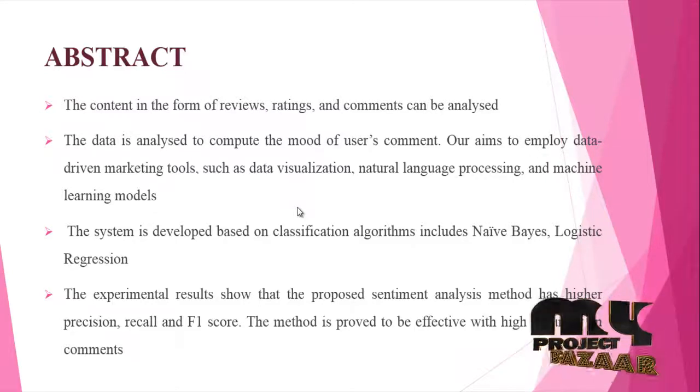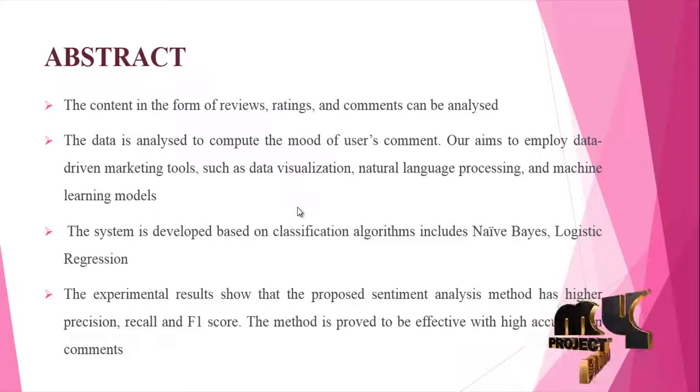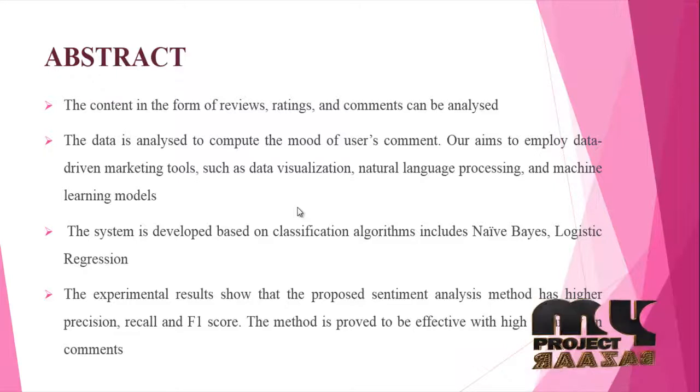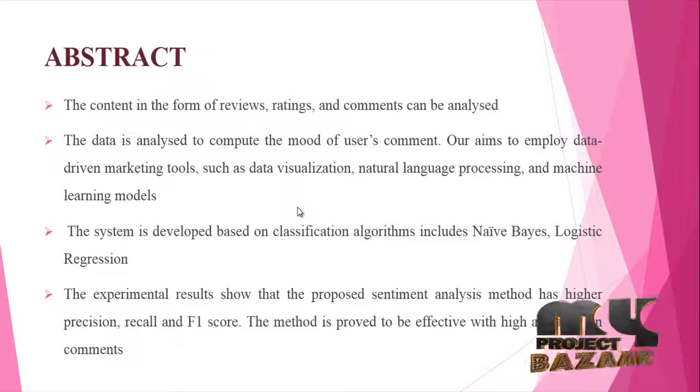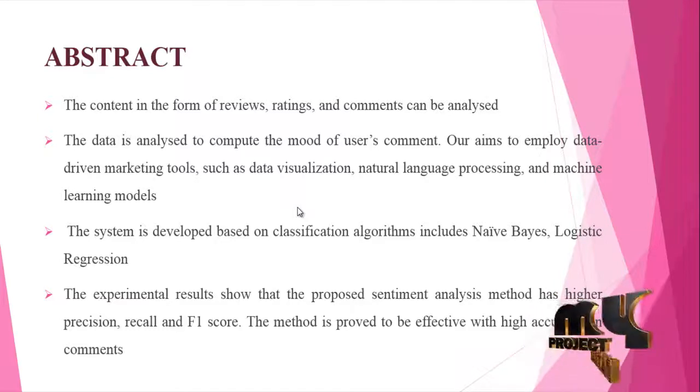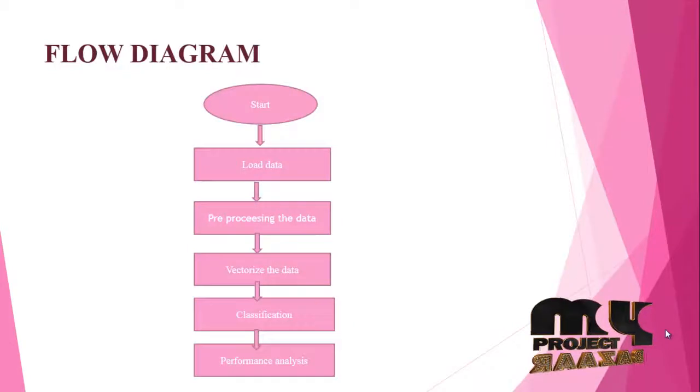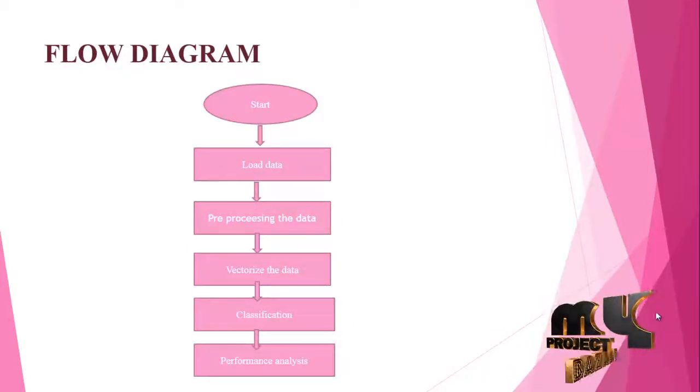In the machine learning algorithm we have used classification such as Naive Bayes and logistic regression. Finally we have to visualize the data. After that the experimental result shows higher precision, recall and F1 score. The method is proved to be effective with high accuracy on comments.